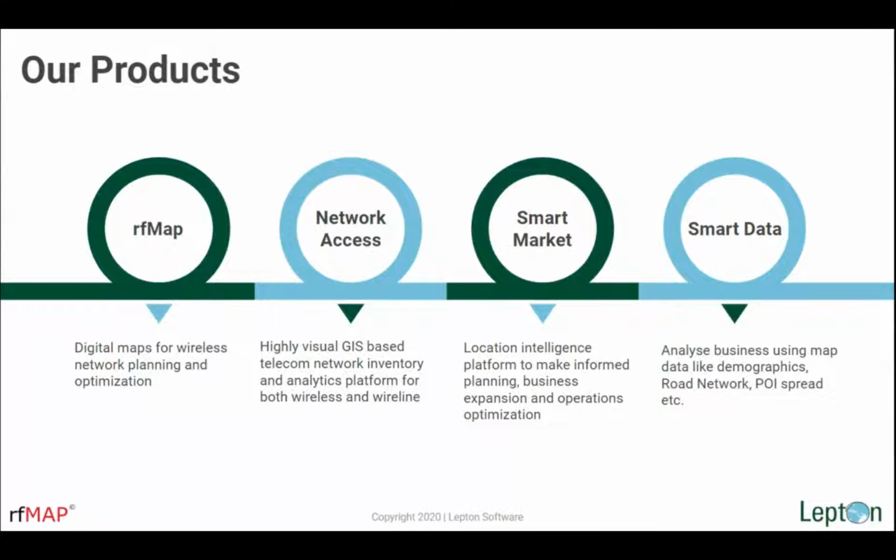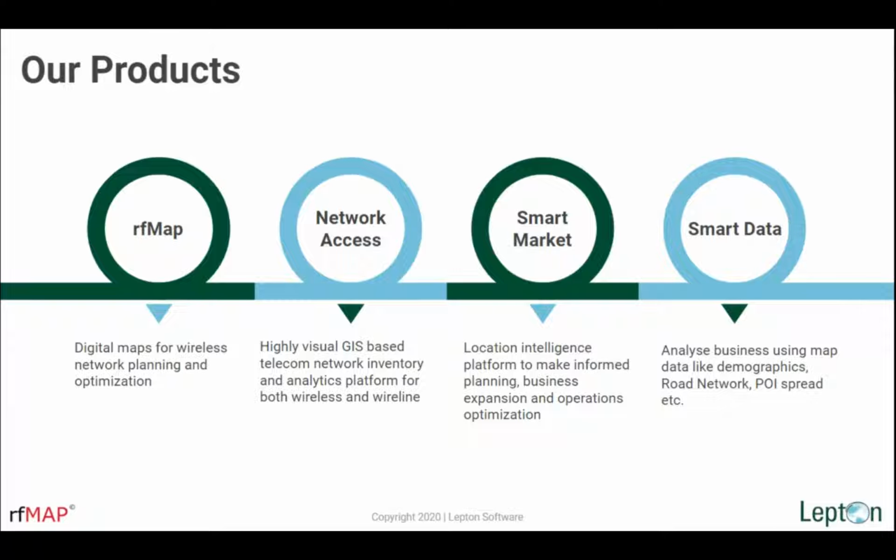If we talk about our own products, apart from the partnerships that we have with the industry giants, we categorize them as four products. To start with, the first one is RF Map, which will be covered today. Second, Network Access. It's a web-based, telecom-centric product which helps ISPs and operators to inventorize their network and perform various analysis.